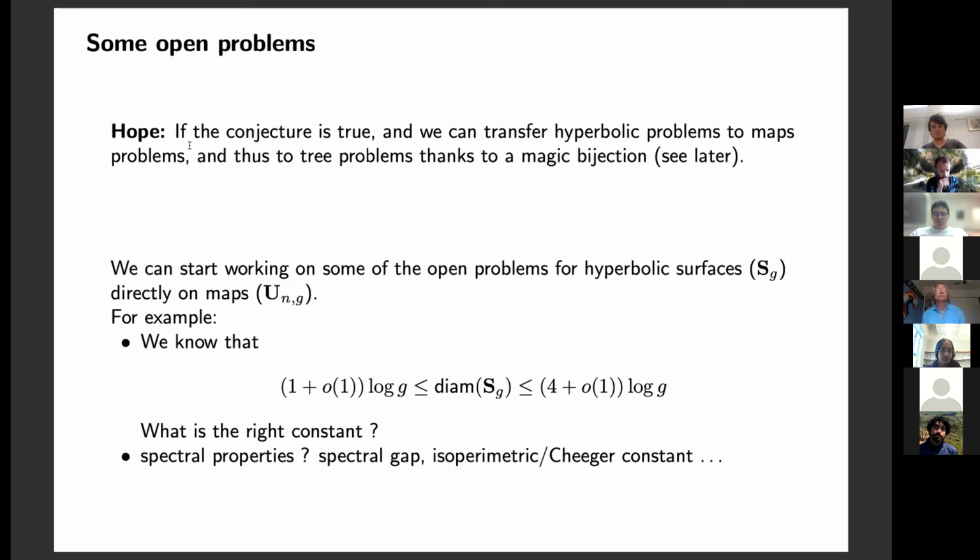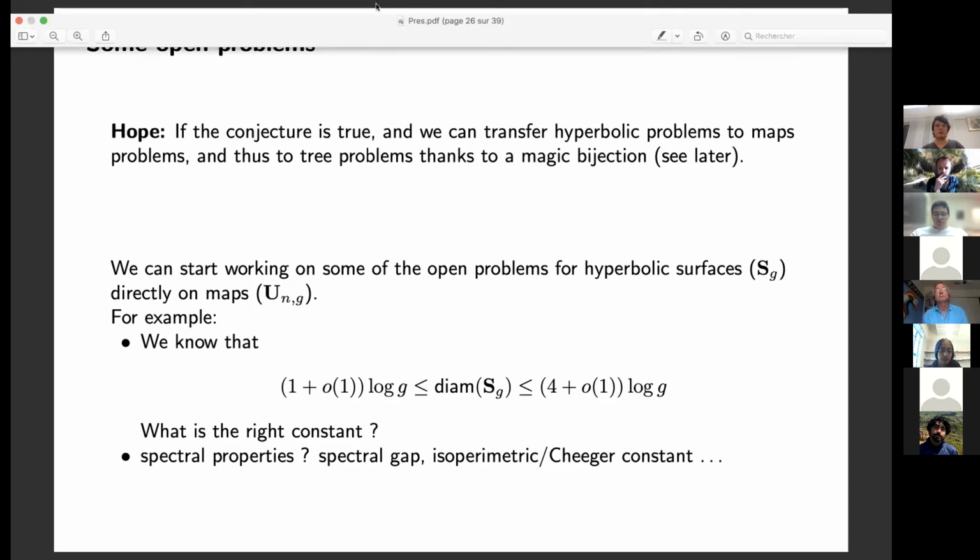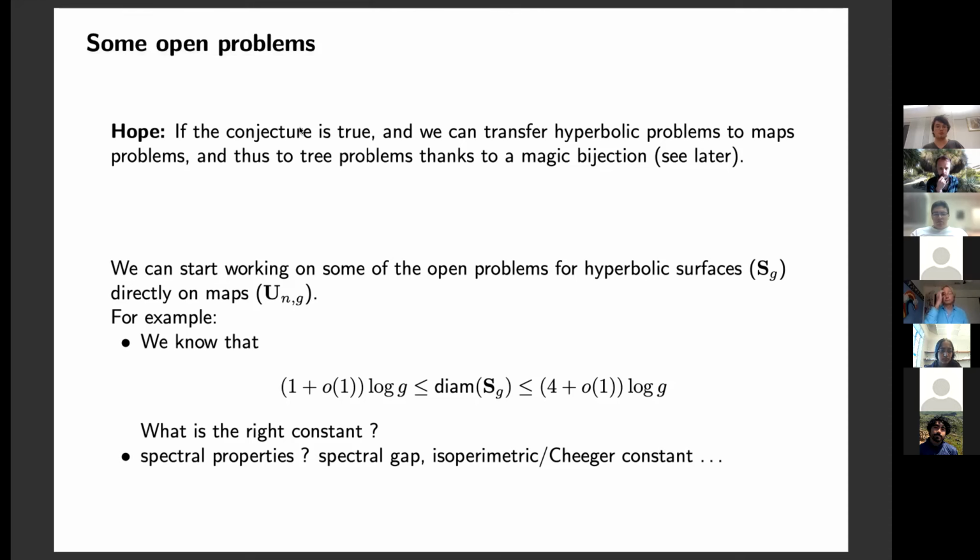So again, the point of this slide is to say this is not only the conjecture to look nice, it would also be to be able to transfer problems from one world to the other.